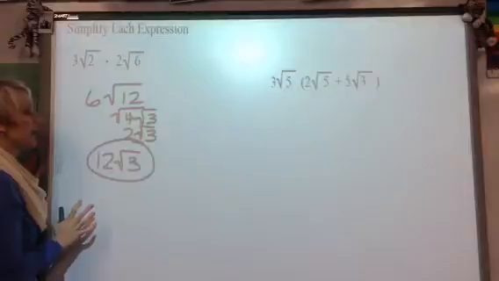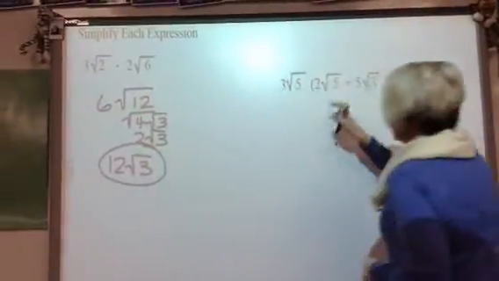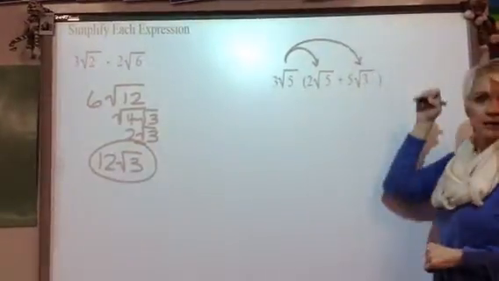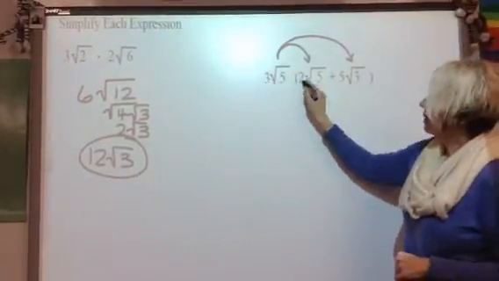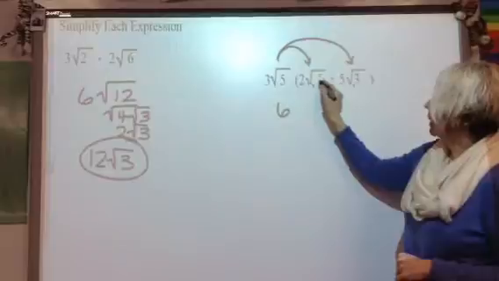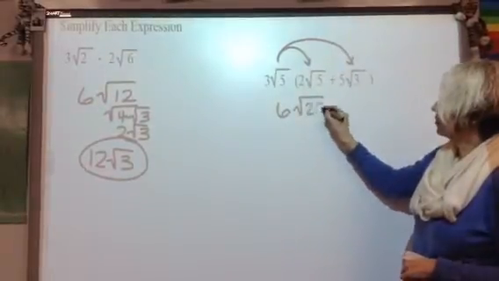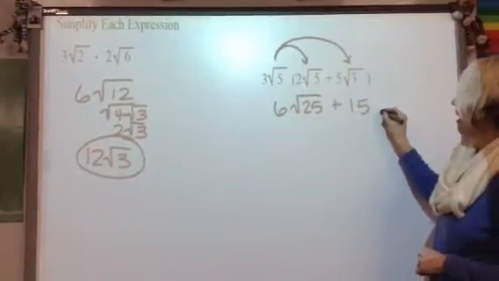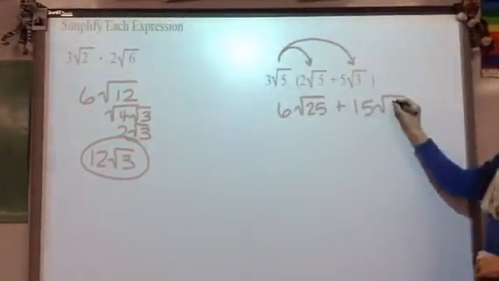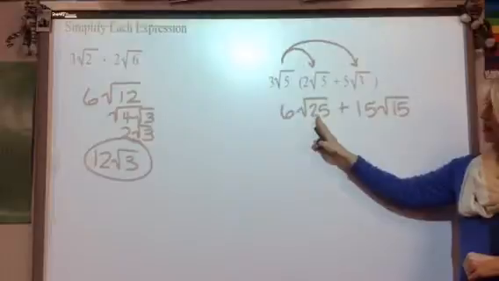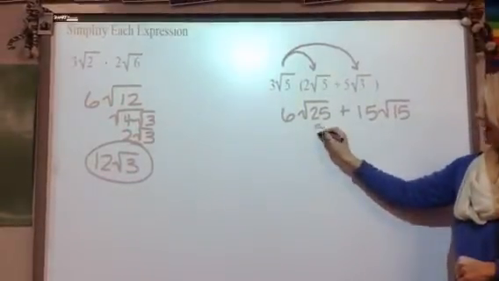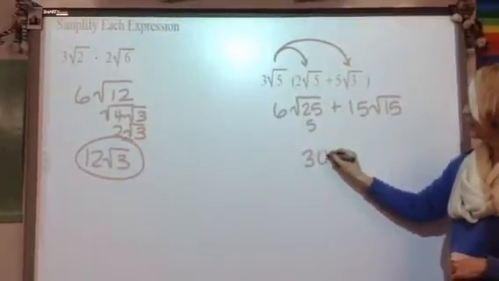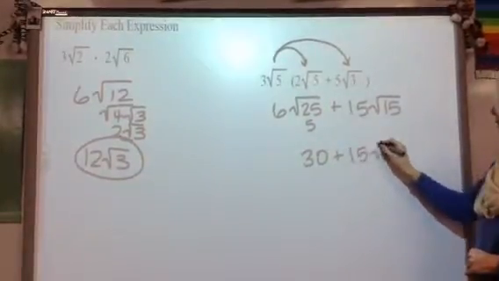Let's try another multiplication example. In this example, we're going to have to expand, if you remember the distributive property. So outside I have 3 times 2, which is 6, radical 5 times radical 5, which is radical 25, plus 3 times 5, which is 15, and then radical 5 times radical 3, which is radical 15. Now this can be simplified: the square root of 25 is 5. So this is 6 times 5, which is 30, plus 15 radical 15.